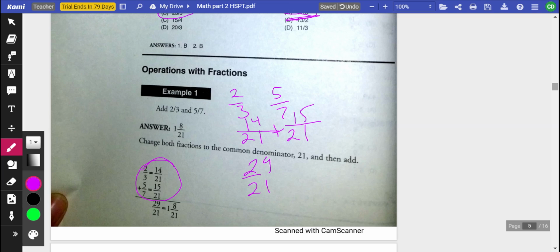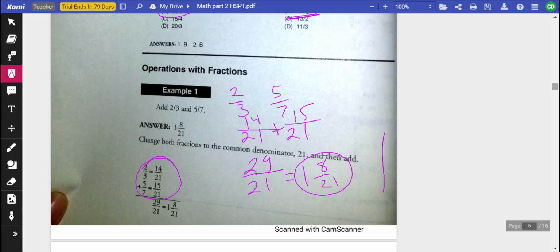And then we need to make it into a mixed number. So I know there's one group of 21 in 29. So I'm going to pull that one group out, which then leaves me with a leftover 8. So I'm going to put my 8 back over 21. And nothing else can get reduced here. So this is my final answer. So this one was pretty straightforward, pretty easy.